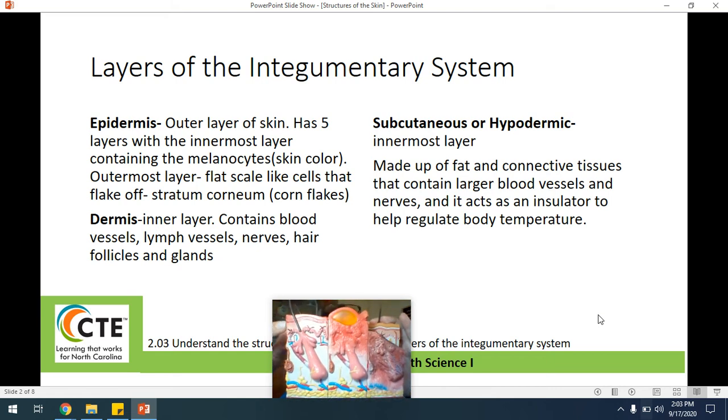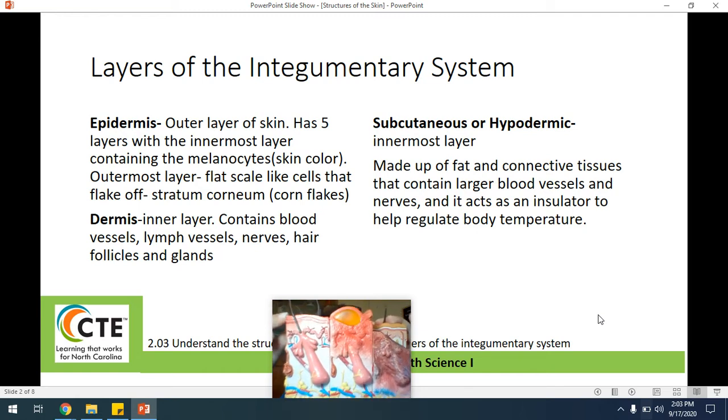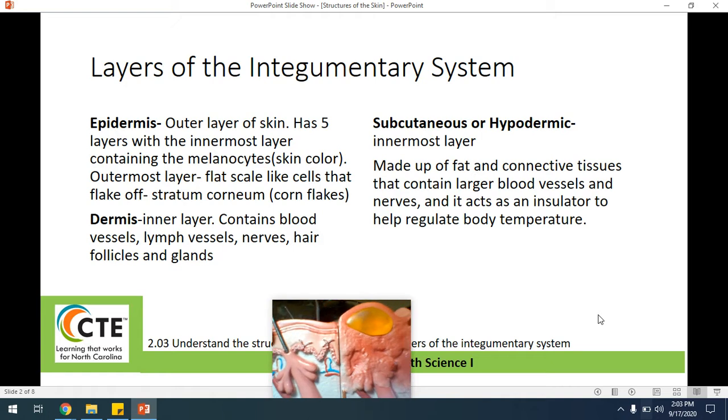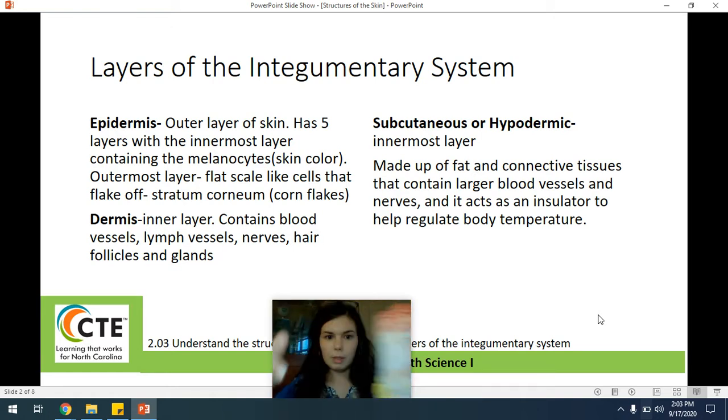So here I have our 3D model, and we are looking at this top layer here, which makes up the epidermis. Now, if you look closely, you can see that there are multiple layers that make up this top section, but altogether, they're known as the epidermis.